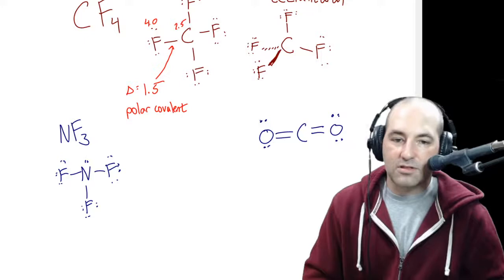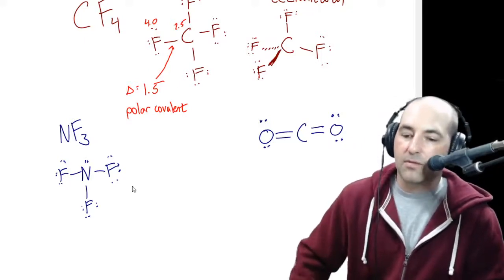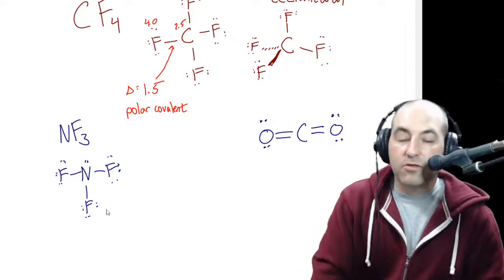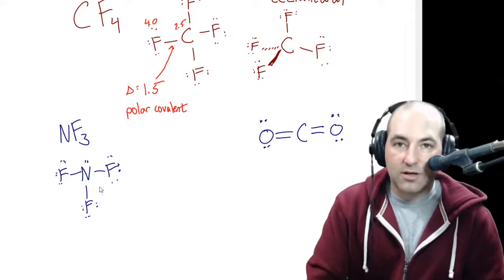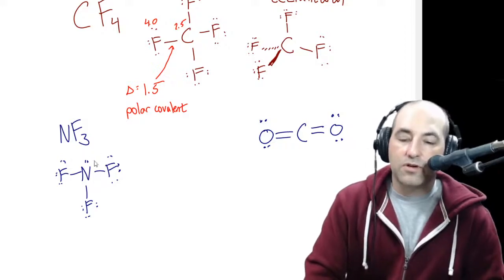I'm just using F because anything with F is going to be polar. The bonds themselves are going to be polar. So once again, we have 3 definitely polar bonds because there's a big difference in electronegativity between nitrogen and fluorine. So you have a definitely polar bond.